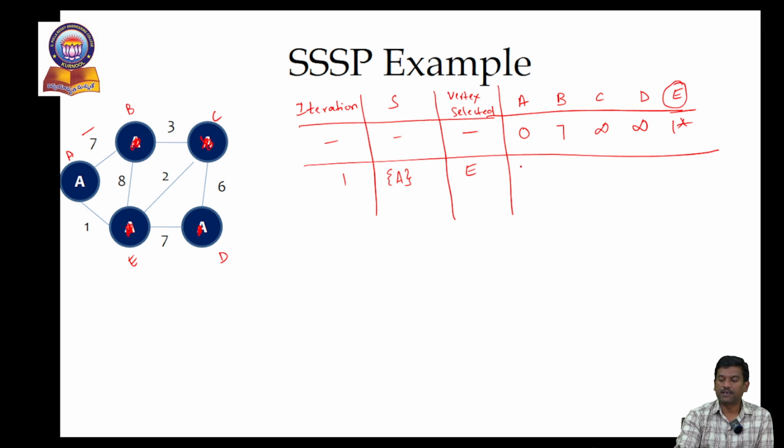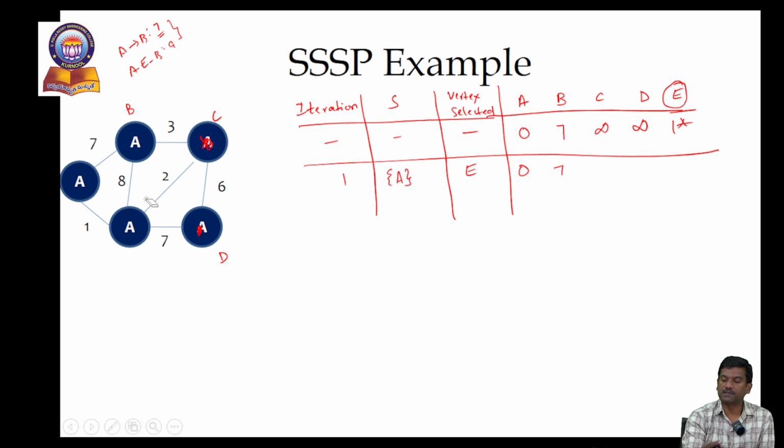During your next iteration, find out if there is any updated value. From A, can we reach B? We can reach B with a cost equal to 7. Similarly, from A through E, can we reach B? From A through E, we can also reach B. What is the cost? 8 plus 1, equal to 9. What is the minimum? 7 is the minimum. So there is no change or update in these values.